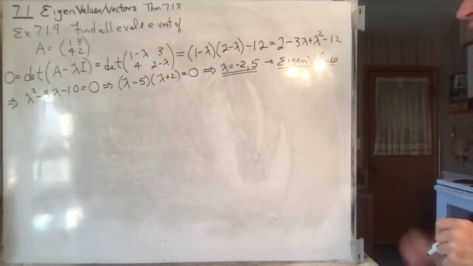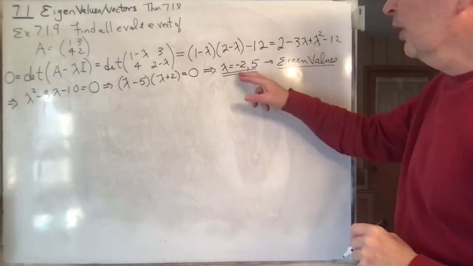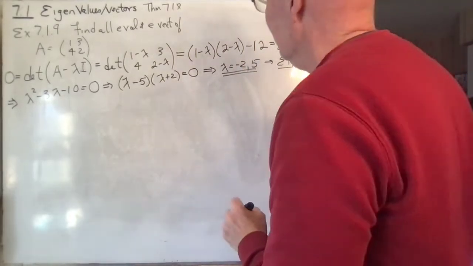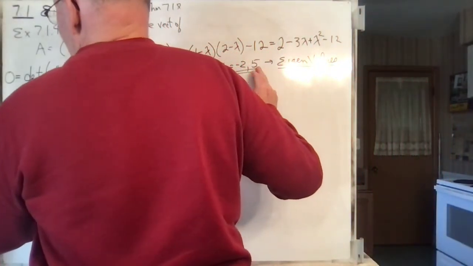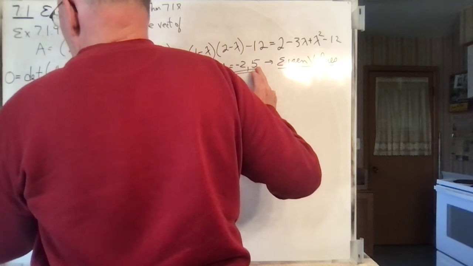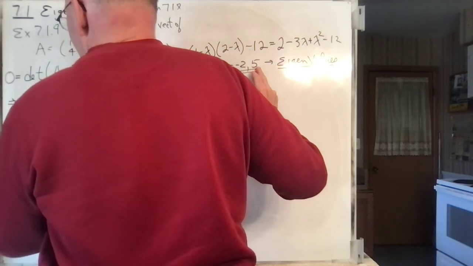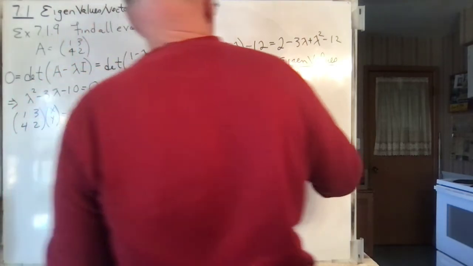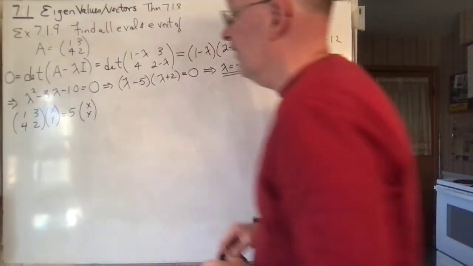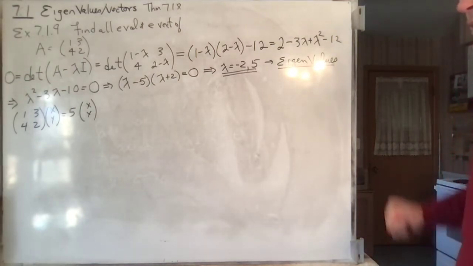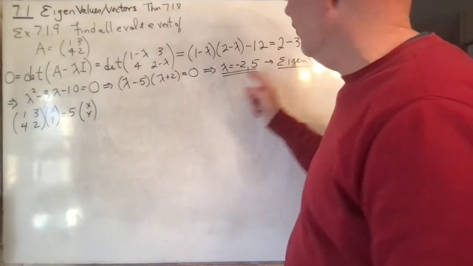We've got the eigenvalues. Now we have to find the associated eigenvectors. So let's do each one. For the eigenvectors, let's take the 5 and see what we get. Here's what we're after. We want to know when this matrix times xy equals 5 times xy. There's some out there, we've got to find them. When will this matrix times xy equal 5 times xy?